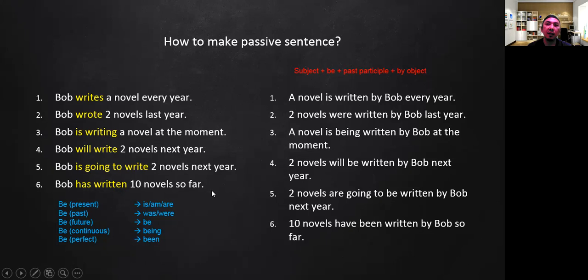Okay, so I think that's all for how to make a passive sentence. It's easy, right? So the steps are: you check the subject, the verb and the object. You identify the tense, and then you switch the position. The object becomes the subject and the subject becomes the object, and don't forget to use the correct to be and verb 3.